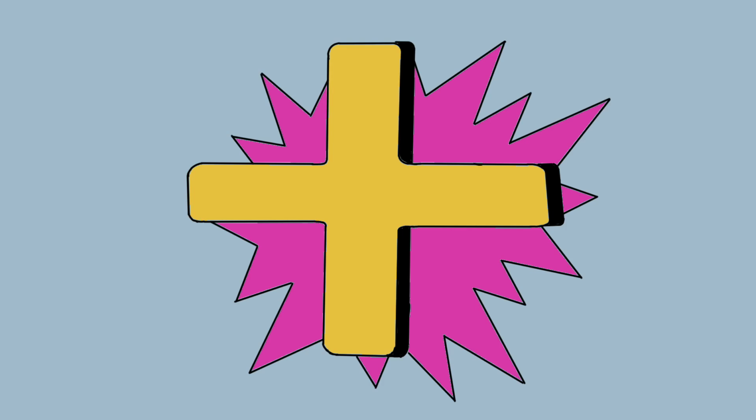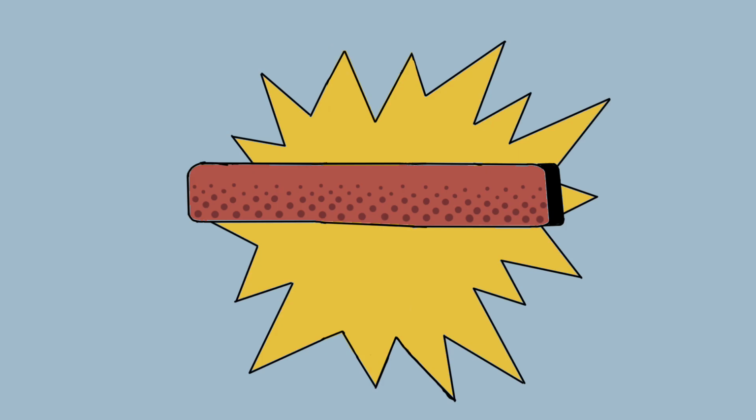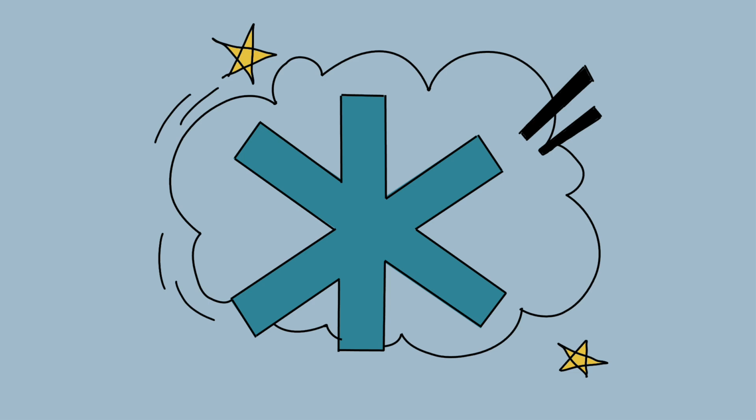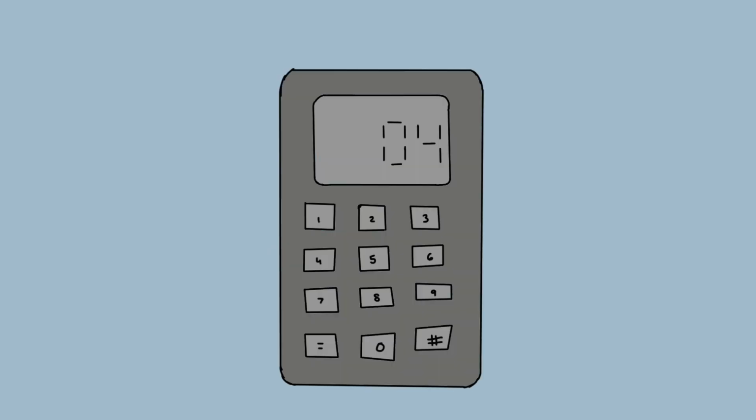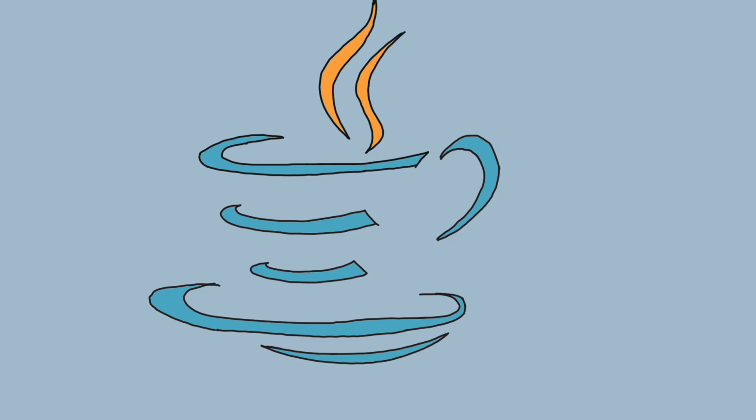Plus sign for addition, minus sign for subtraction, asterisk for multiplication, slash for division, and percentage sign for modulo. That's the one that gives you the remainder. It's useful in all kinds of logic, like figuring out if a number is even or odd. They work just like they do on your calculator, but now you're teaching Java to do the math for you.